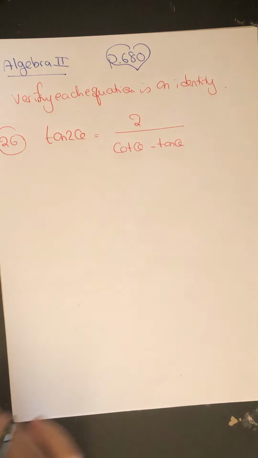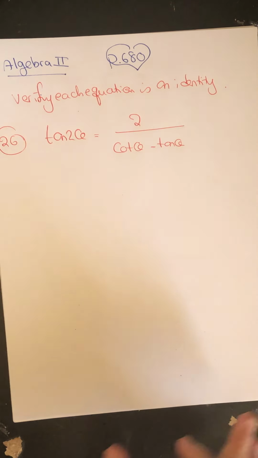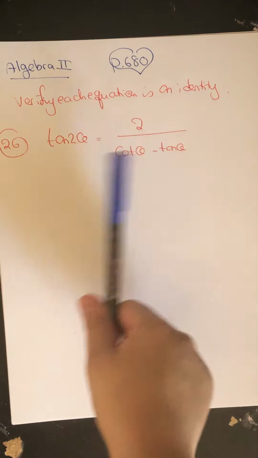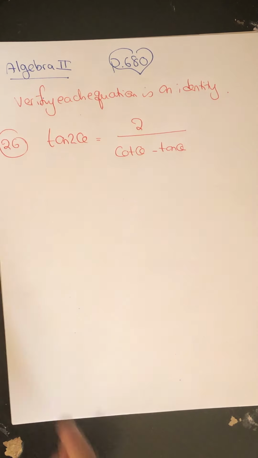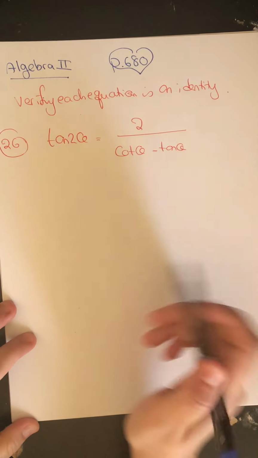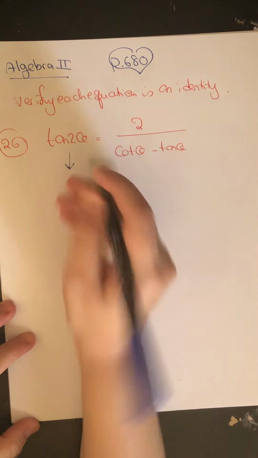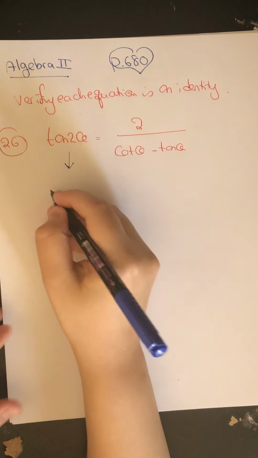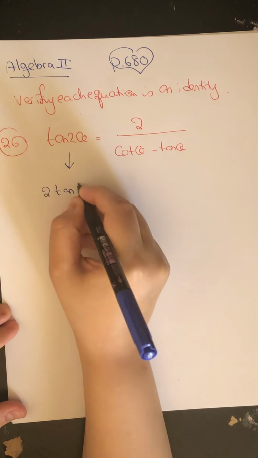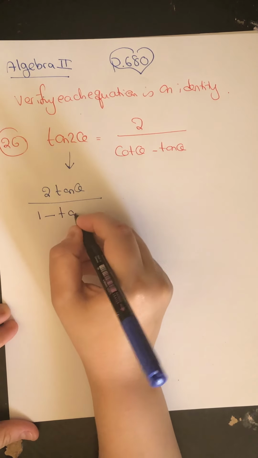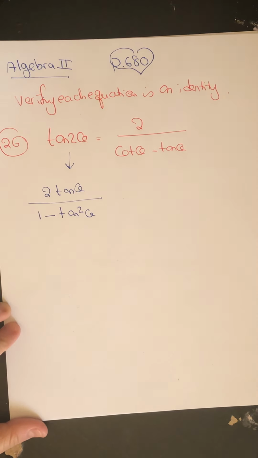As we said before, in verifying, your job is to either work on this side or work on this side or work on both. As long as you verify that the left side is equal to the right side, it's okay. For me, I worked on both. I changed this one using the double angle identity we took in the previous video: 2 tan theta over 1 minus tan squared theta.